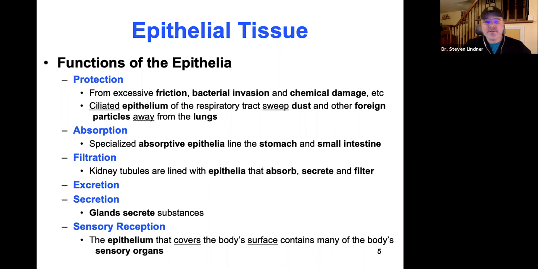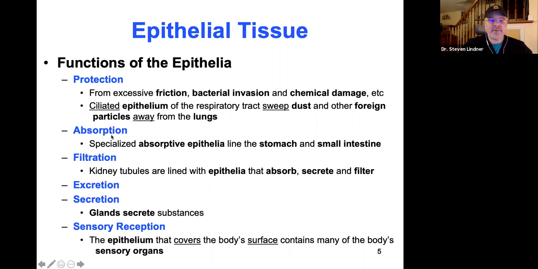Epithelium is used for absorption, filtration, excretion, secretion. These things, especially filtration, excretion, and secretion, we're going to see a lot in the kidneys because this happens to be the function of the kidneys. The kidneys are filtering, they're secreting things, and they're also excreting things from the body. Excreting is getting rid of.